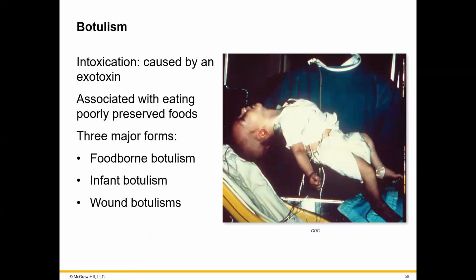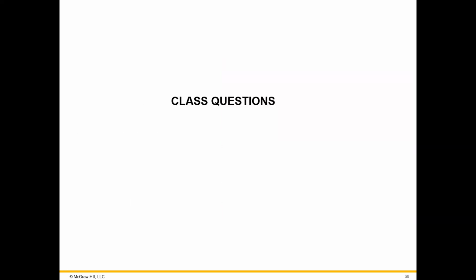That's a flaccid paralysis. There's three major forms: foodborne, where you're ingesting food that has the toxin in it; infant botulism, where the infant might be exposed to the botulism toxin either in milk products or from the environment, causing infection when it gets into the gut of babies. And then we have wound botulism, where we have deep wounds where the bacteria and endospores can become vegetative and create that. So that's it.